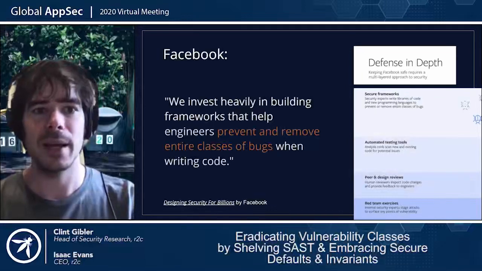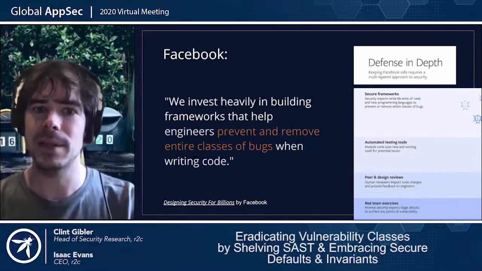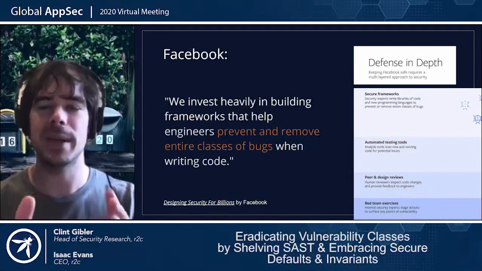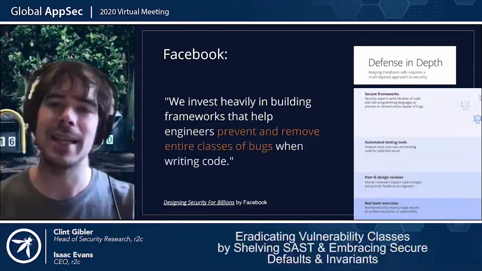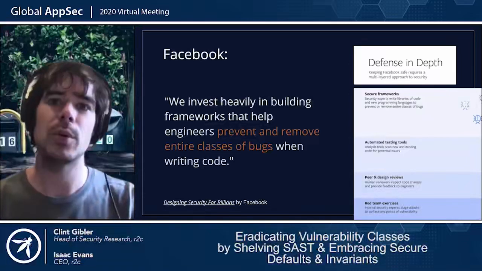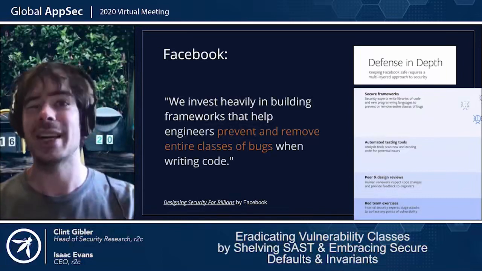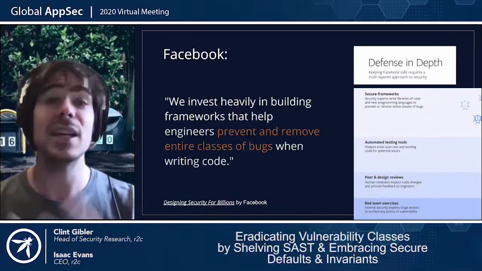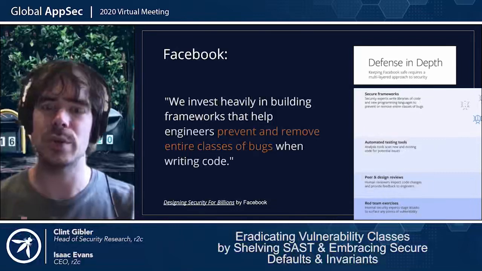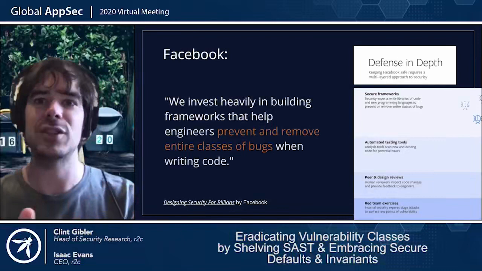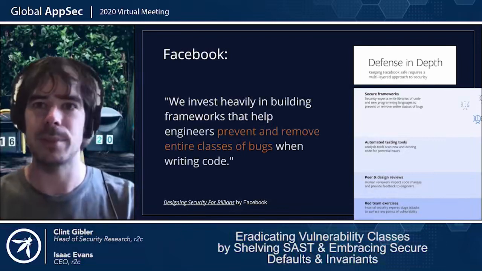So Facebook had a blog post, Designing Security for Billions, where they present this pyramid, but it's upside down, where the base, the bulwark of the whole thing, is secure frameworks that they try to use to prevent and remove entire classes of bugs. And they use other things too, right? Like automated testing tools and peer review and so forth. But the base, the thing that they aim to catch the most bugs with, is these secure frameworks.